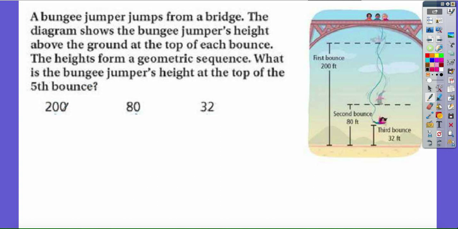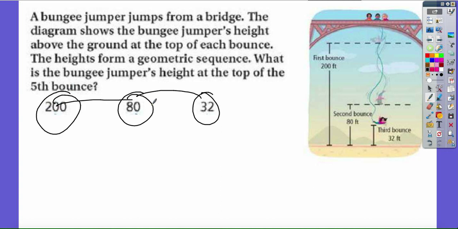So I see I'm going from a larger number to a smaller number, so I'm probably technically dividing, but I need to find out the fraction that we're multiplying by. So we could go backwards, and we could use the last term and divide by the previous term to find out what our geometric common ratio is. So 32 over 80, I would need to reduce that. 80 over 200, I would need to reduce that.